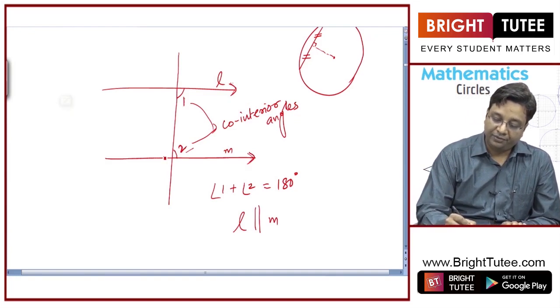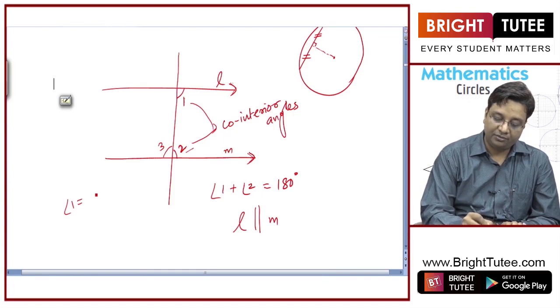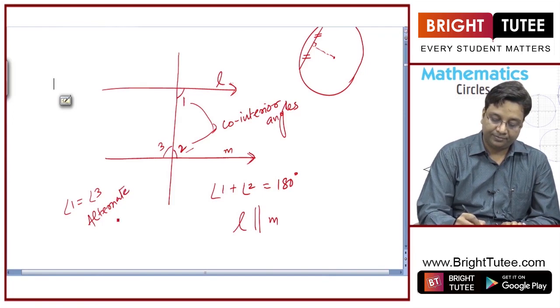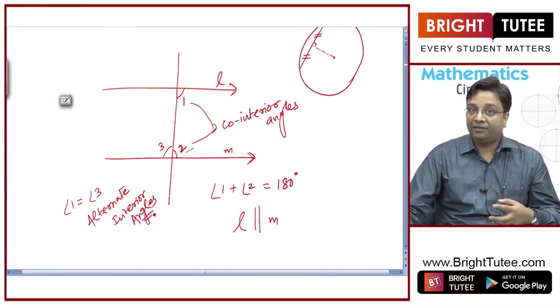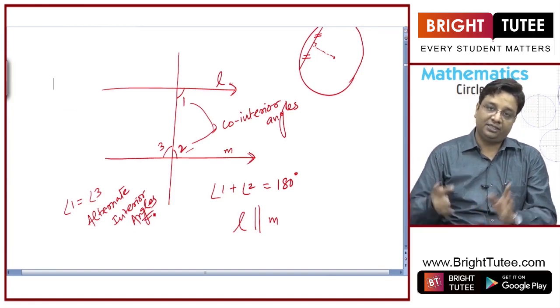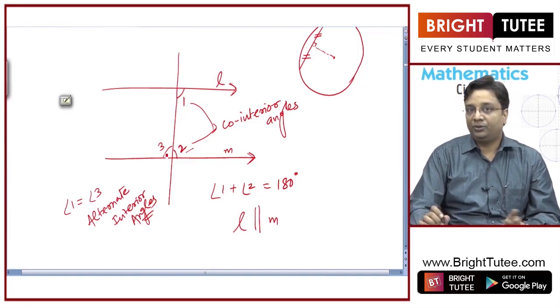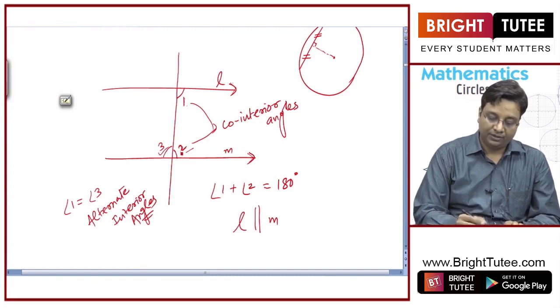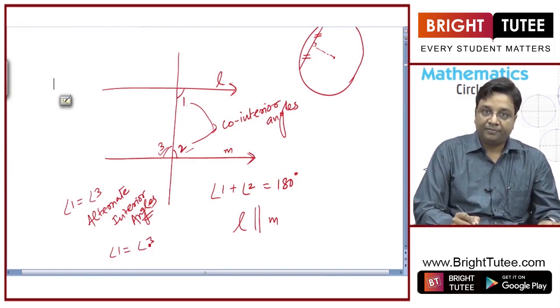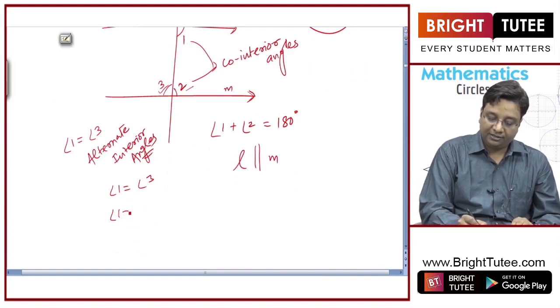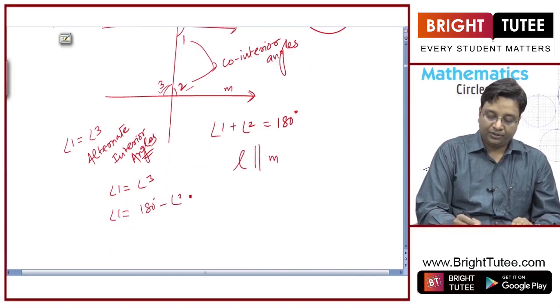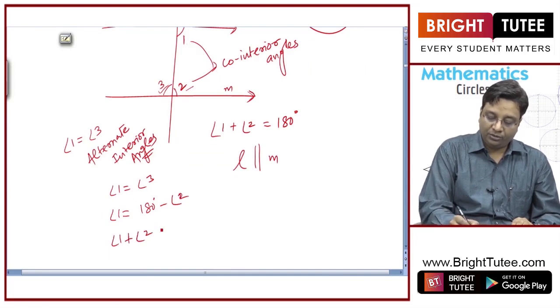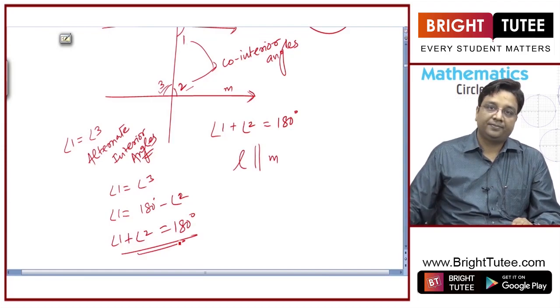And the other thing, if you can prove that angle 1 is equal to angle 3, these are alternate interior angles. This will be another way to prove that these lines are parallel. And if these lines are parallel, then we can say angle 1 is equal to angle 3. This is one and the same thing, because angle 3 is nothing but 180 minus angle 2. So I can say angle 1 plus angle 2 is equal to 180 degrees.